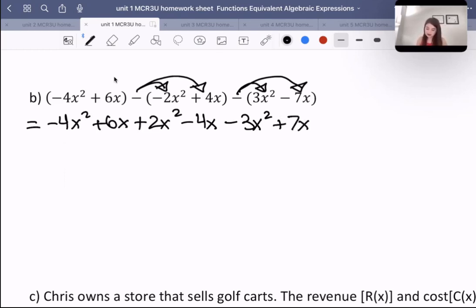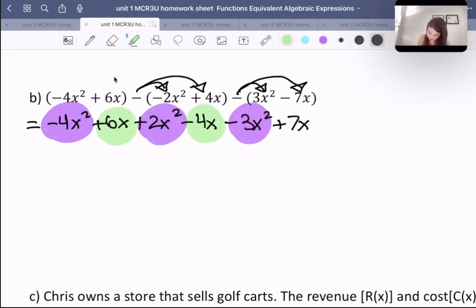Okay, so now that we've done the distributions, I'm going to find all the like terms. In this case, there's actually 3 for x squared. There's all 3 of these. And then for x, there's all 3 of these that are all added and subtracted together.